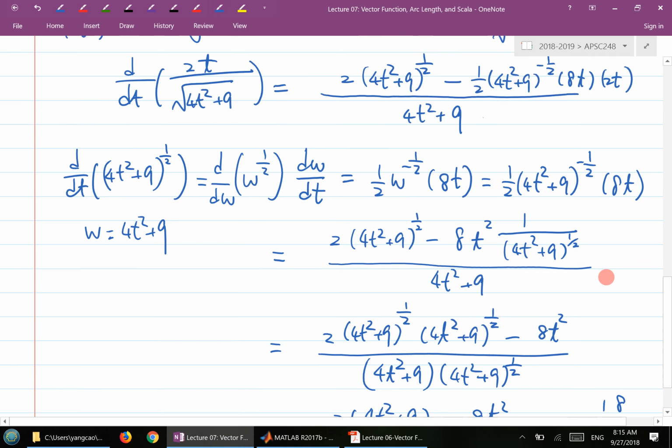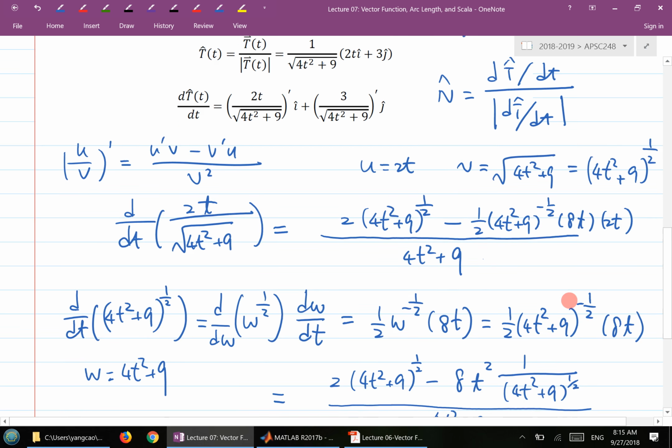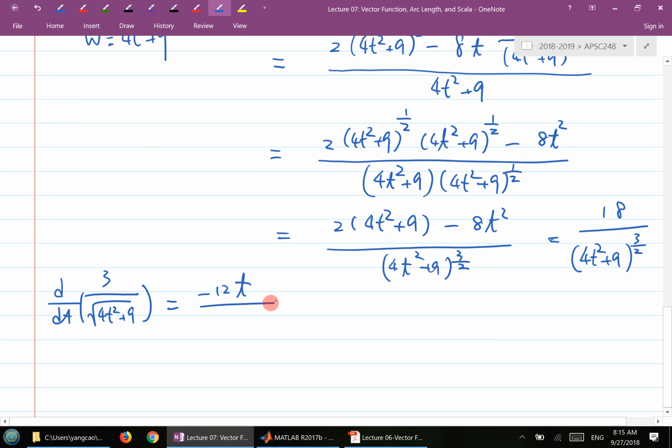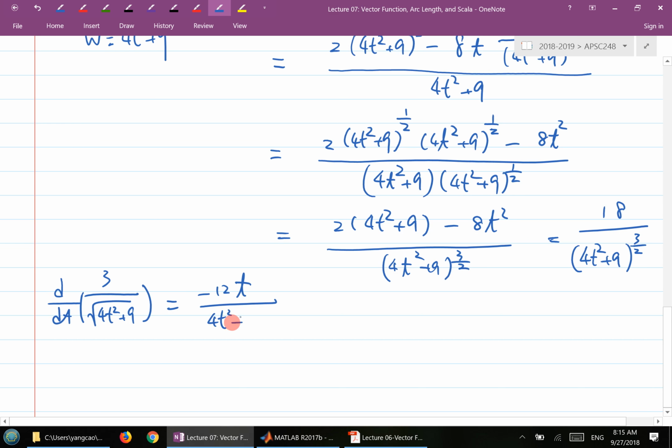Okay, so now this is the derivative of the first term, and similarly you can calculate the derivative of the second term here. So similarly, you get negative 12t over (4t squared + 9) to the power of 3 over 2. So that's the result of the derivative.